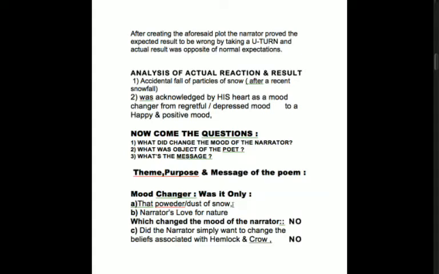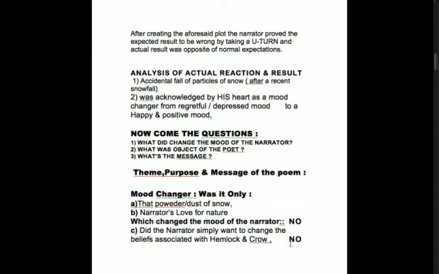Because a good snowfall had already happened. A lot of snow was there on the trees. So then, was it the narrator's love for nature? Of course. He did love nature, but he might have experienced that snowfall, and he was having a look at the snow, on the trees and all around. So they were of course important factors, but were they the only factors which changed the mood of the narrator? The answer is a big no. Then did the narrator simply want to change the beliefs associated with the hemlock or crow? The answer is again a big no.